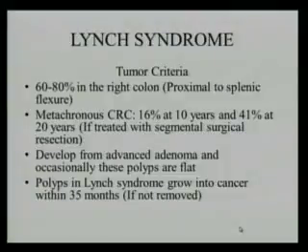What about the tumor criteria? 60 to 80% are in the right colon. In sporadic, it was mainly in the left colon. Metachronous lesions happened in 16% after 10 years and 41% after 20 years. This will happen if the patient is treated with segmental resection, most of the time because of lack of diagnosis of Lynch syndrome in these patients.